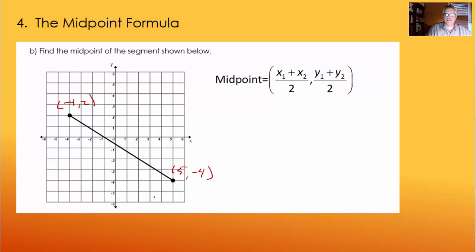All right, to find the midpoint, now that I have the coordinates, I can do exactly what I was doing before. Negative 4 plus 5 over 2. Add the x's and divide by 2. Then add the y's and divide by 2. So that's going to be 1 over 2, which is a half, or 0.5. And 2 plus negative 4 is negative 2, divided by 2 is negative 1. So 1/2, negative 1 is right here. And sure enough, that's exactly in the middle.